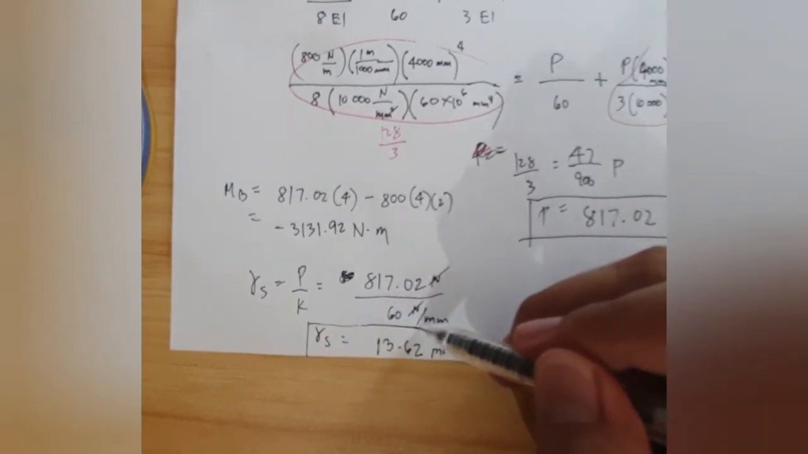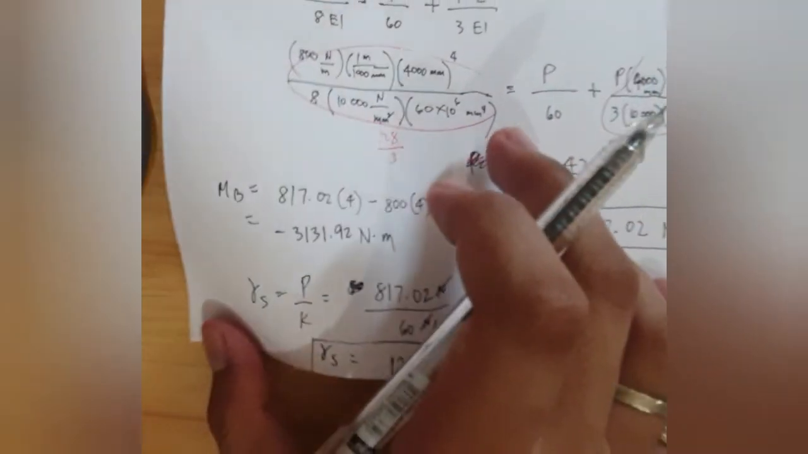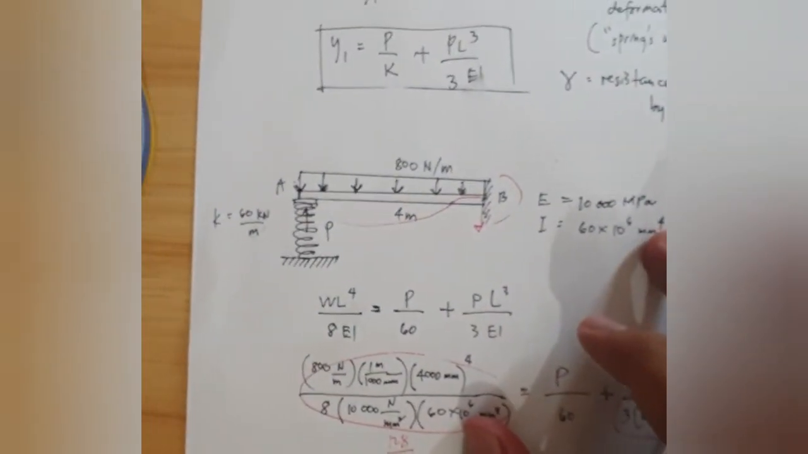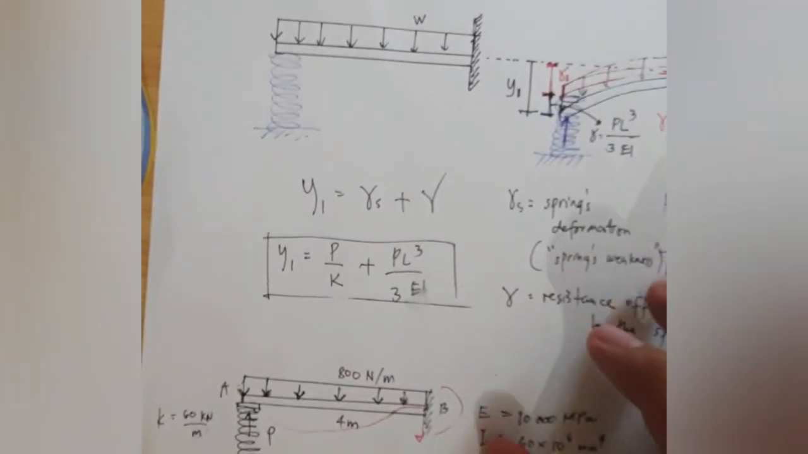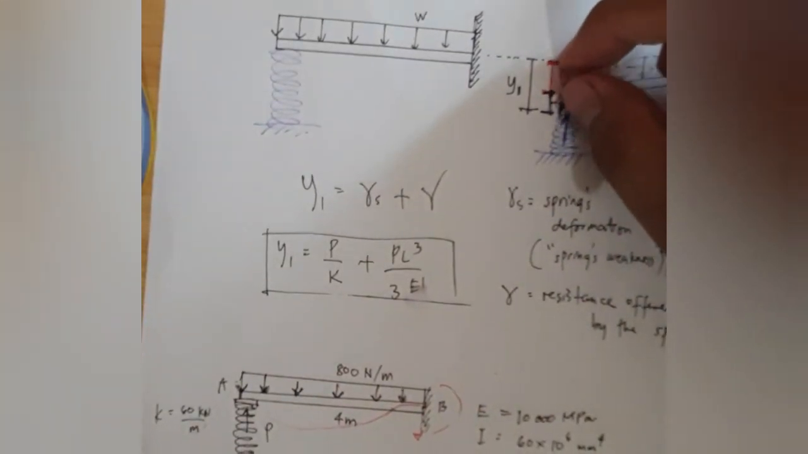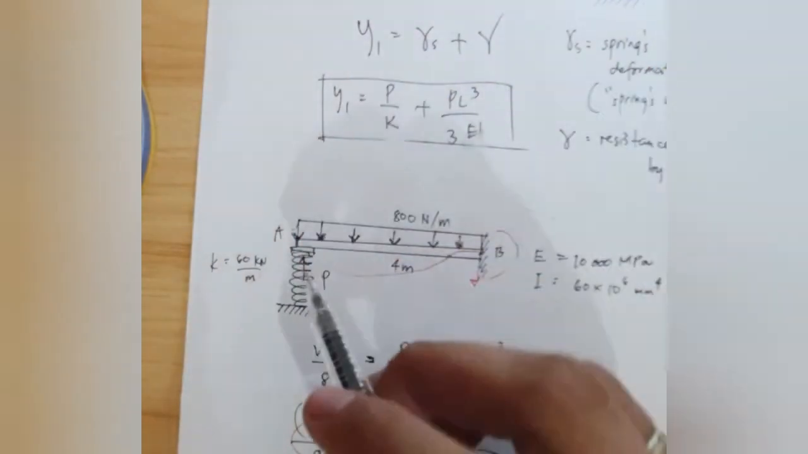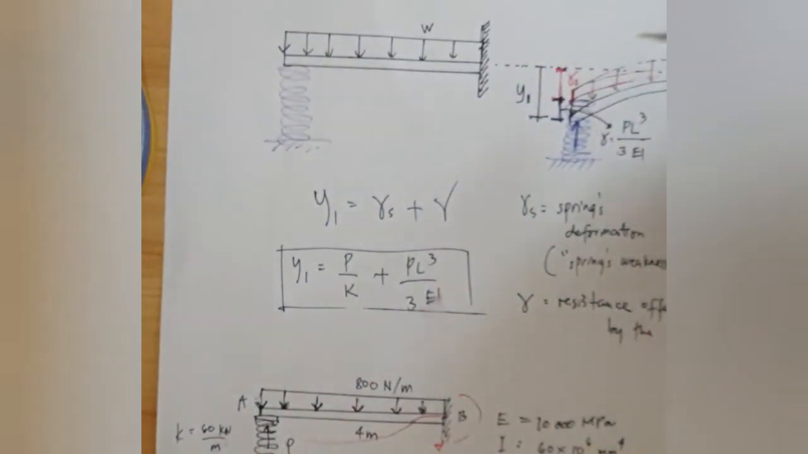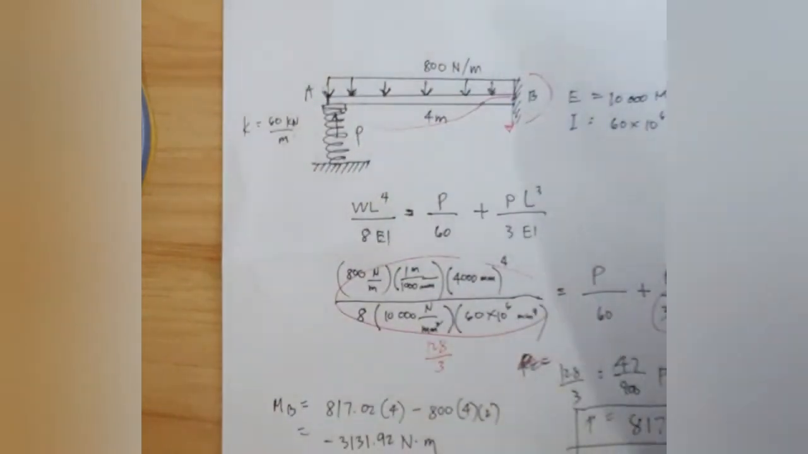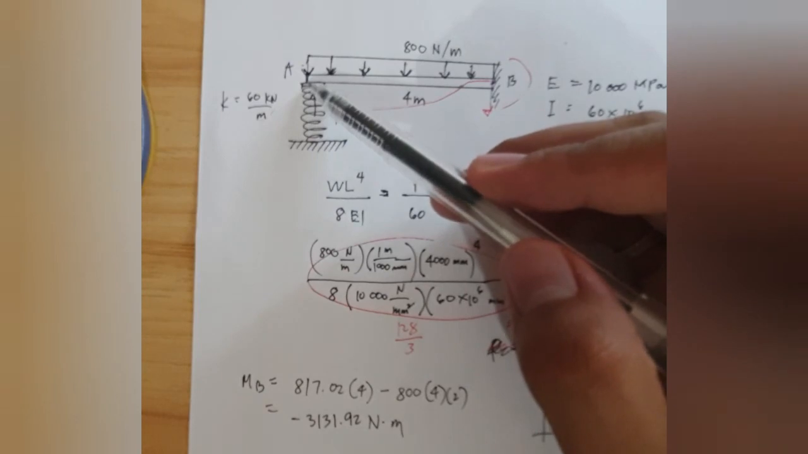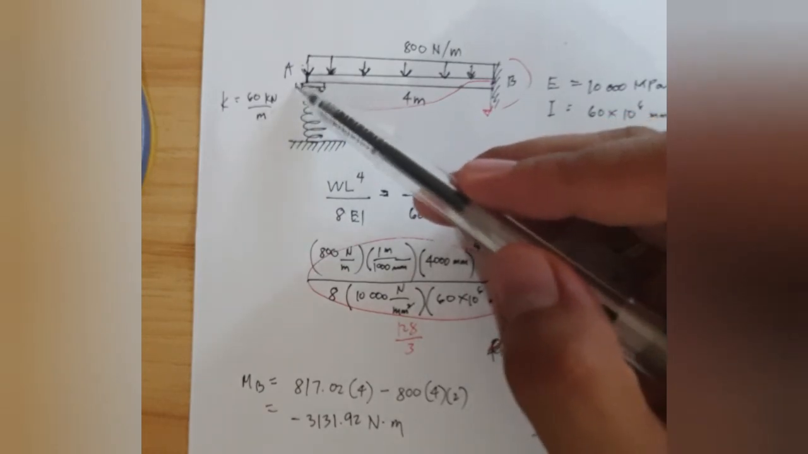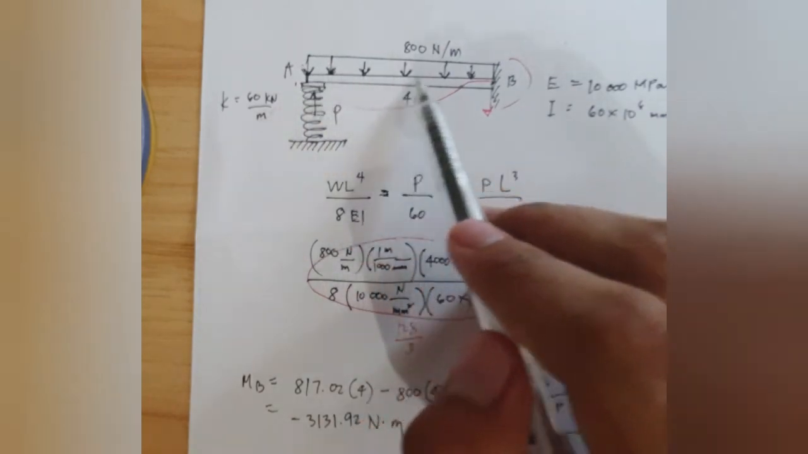Okay, so the deflection of the spring: the beam's support will just settle by 13.62 millimeters, that is a little more than 1 cm out of the 4 meters distance.